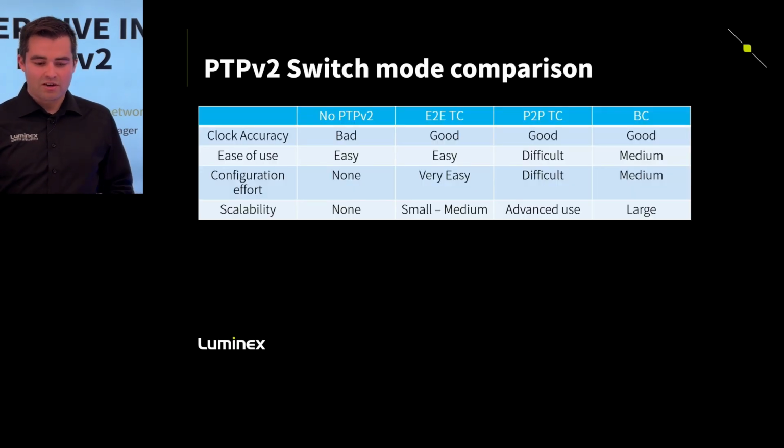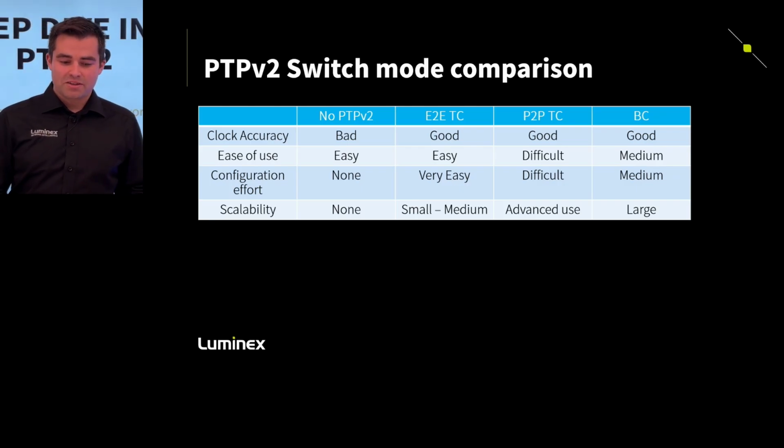So finally, a comparison of all different modes. We have seen how PTPv2 results in bad clock accuracy. Of course, it's very easy to use because you don't have to configure anything, but bad clock accuracy will be the result, with possible artifacts on your audio or video streams. There is end-to-end transparent clock mode, which results in very good clock accuracy. It's very easy to use because you almost don't have to configure anything on your switches.